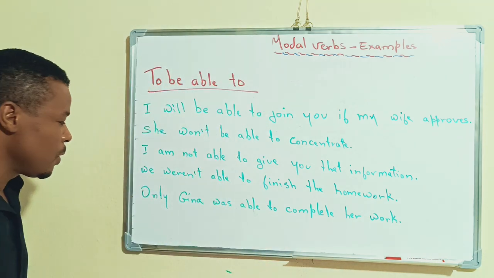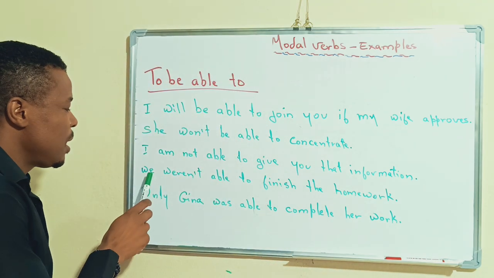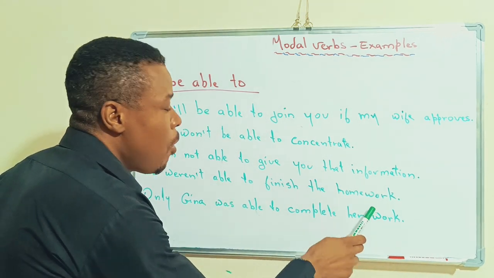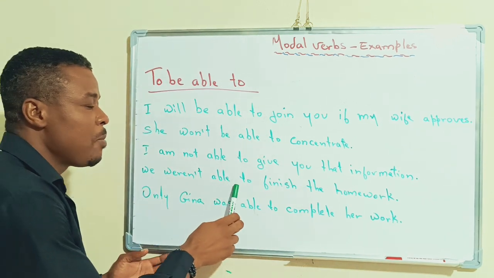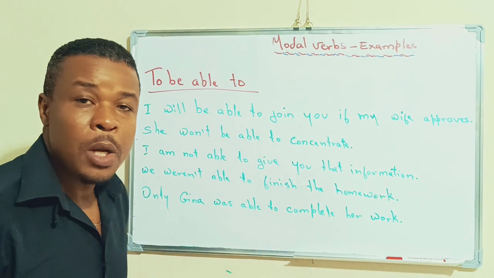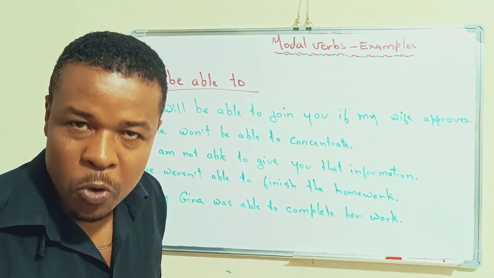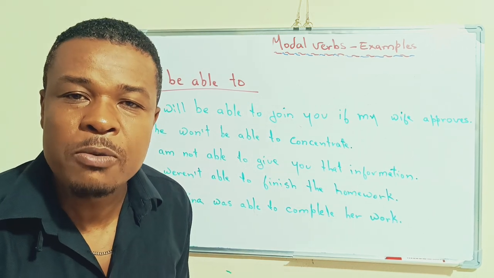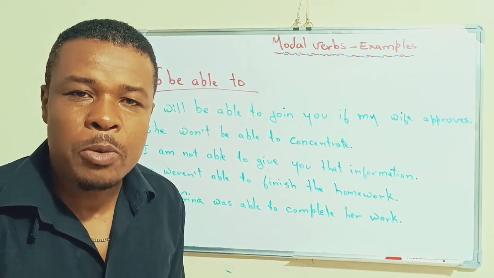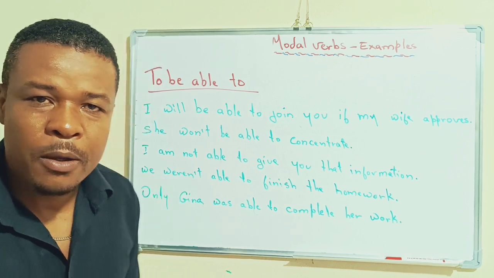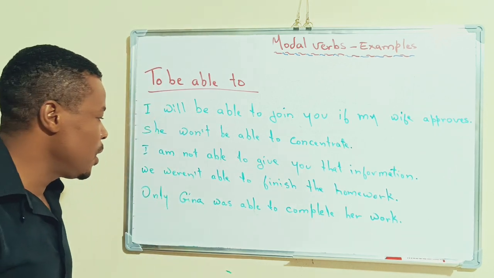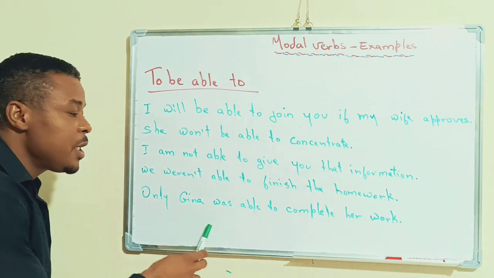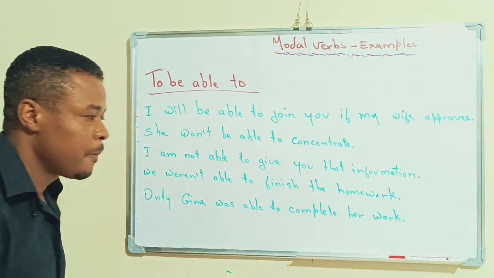The last example, so we can go. Oh, this one. I'm sorry. The next one. We weren't able to finish the homework. We were not able to finish the homework. O sea que como le puse la contracción, pero se puede decir, we were not able to finish the homework. Okay? No pudimos terminar la tarea. No sé si me entiendes. Only Gina was able to complete her work.